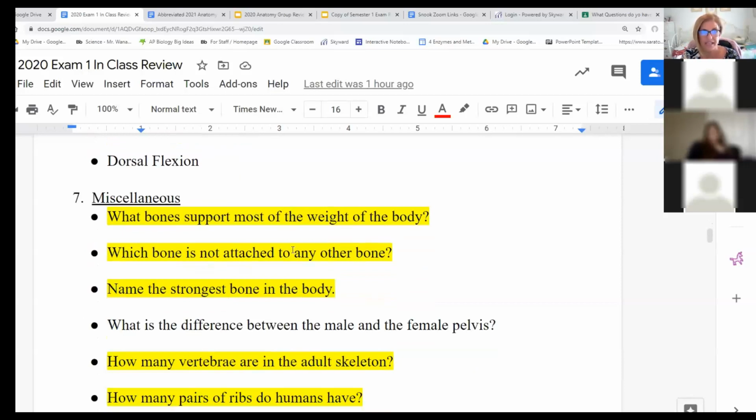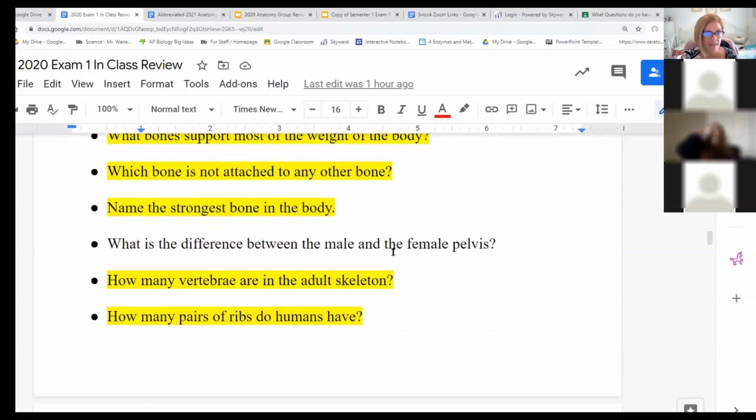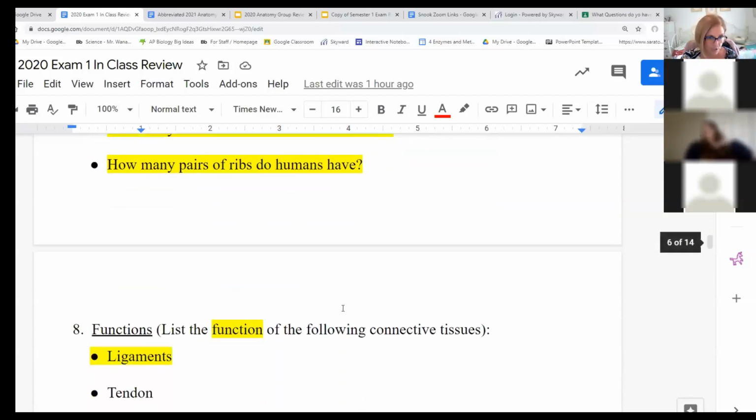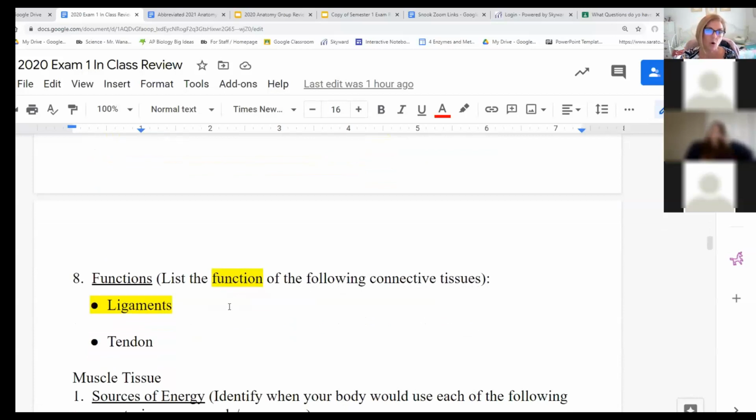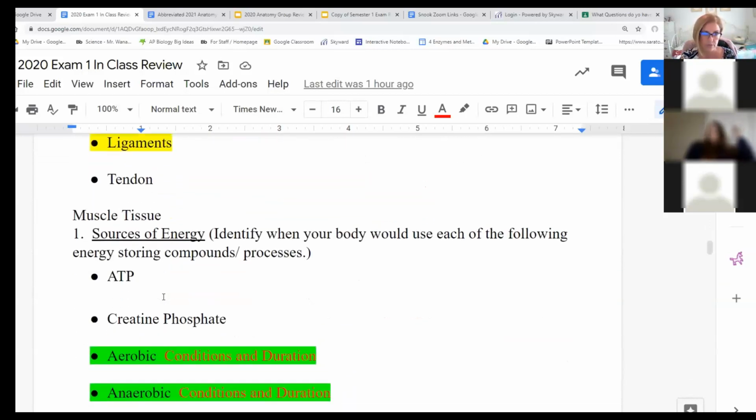Miscellaneous, I went through these. Everybody had hyoid bone, not attached. Everybody had femur as the strongest bone. Everybody had 12 pairs of ribs. So good job on that. Ligaments hold bones to bones. Some of us gave descriptions rather than function. So ligaments hold bones to bones.